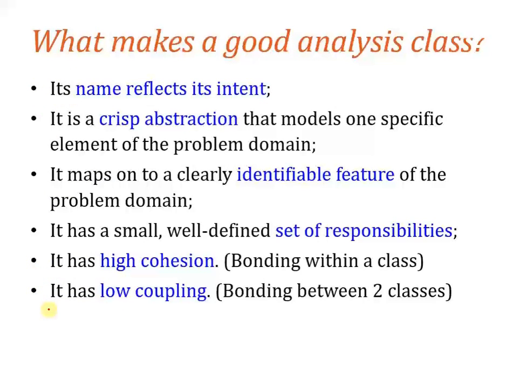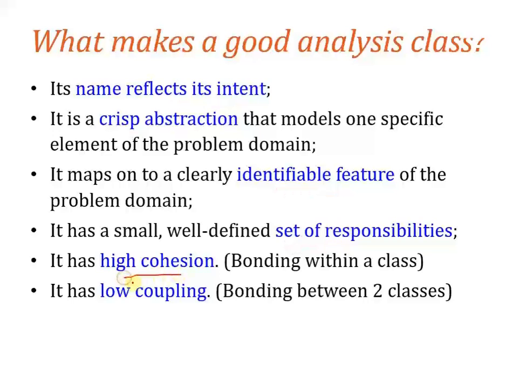What makes a very good analysis class? Whenever you identify a class and make it an analysis class, it is not that easy an activity. Its name should reflect its intent, so naming a class should be done in such a way that its purpose is reflected by its name. It should be a crisp abstraction, as we have already discussed. It maps to a clearly identifiable feature of the problem domain, so it should be related to one particular solution for a problem domain. It has a small, well-defined set of responsibilities.